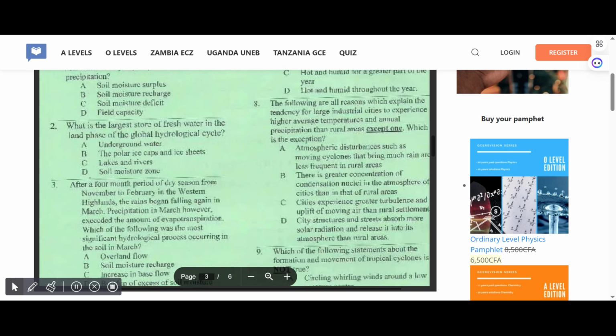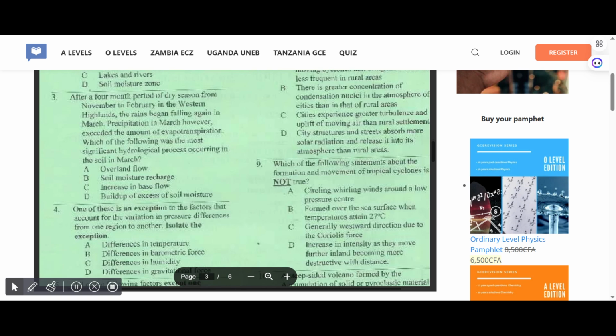Question 8. The following are all reasons which explain the tendency for large industrial cities to experience higher average temperatures and annual precipitation than rural areas, except one, which is the exception. Correct answer is A, which is atmospheric disturbances such as moving cyclones that bring much rain and are less frequent in rural areas.